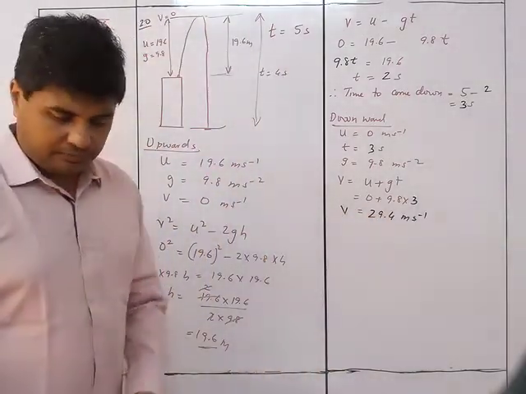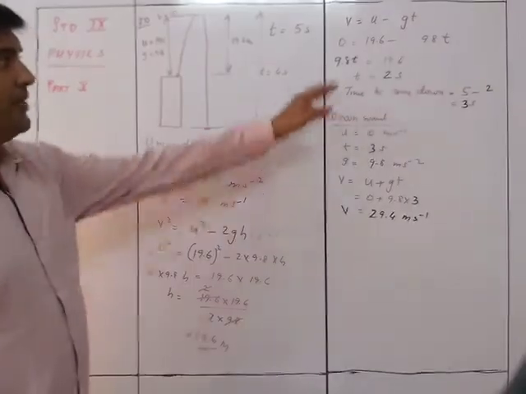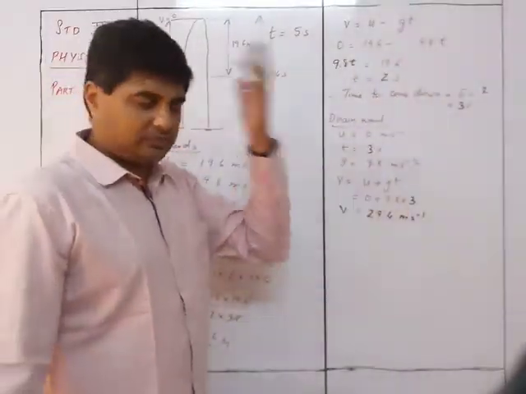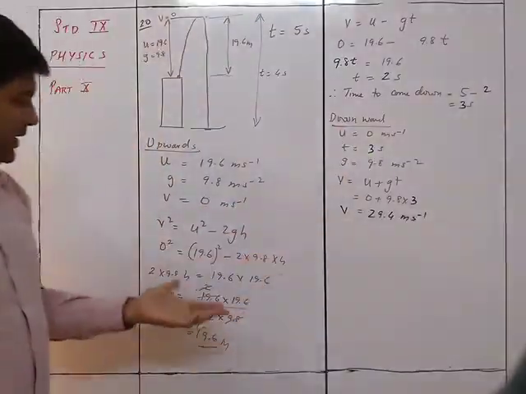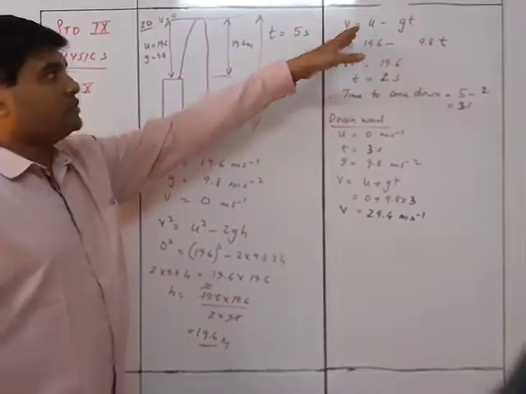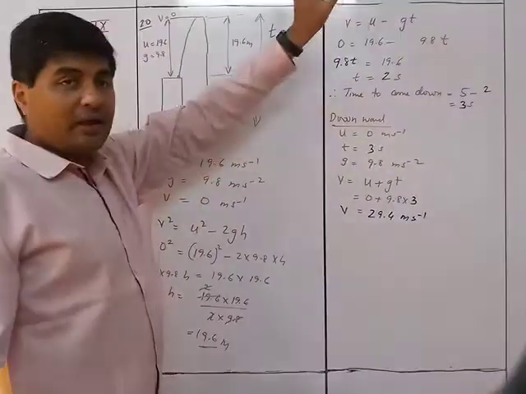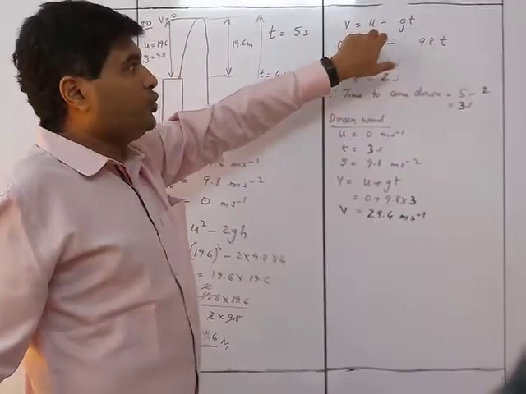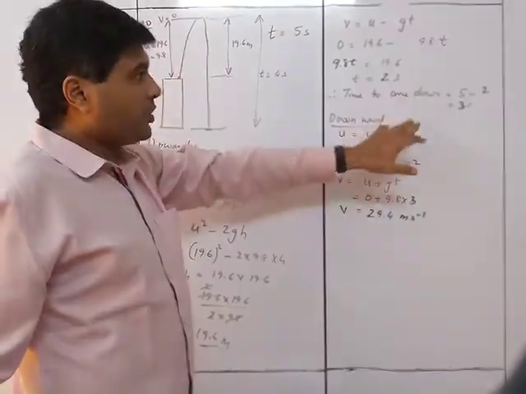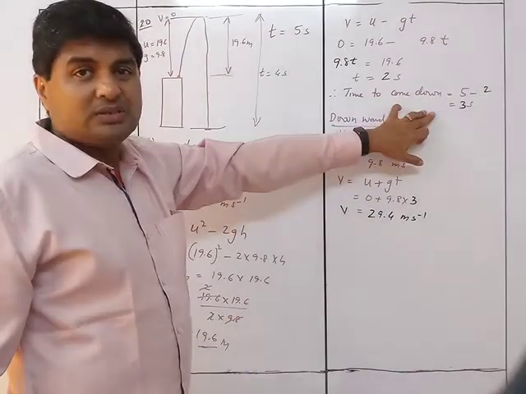Okay. I took the wrong formula. The formula is V is equal to U plus AT, which I don't know why I took 2GT. Maybe I got confused with this thing. So V is equal to U plus AT or minus GT because it is going upwards. So V is equal to U minus GT. Accordingly, we get the time taken to be 3 seconds.